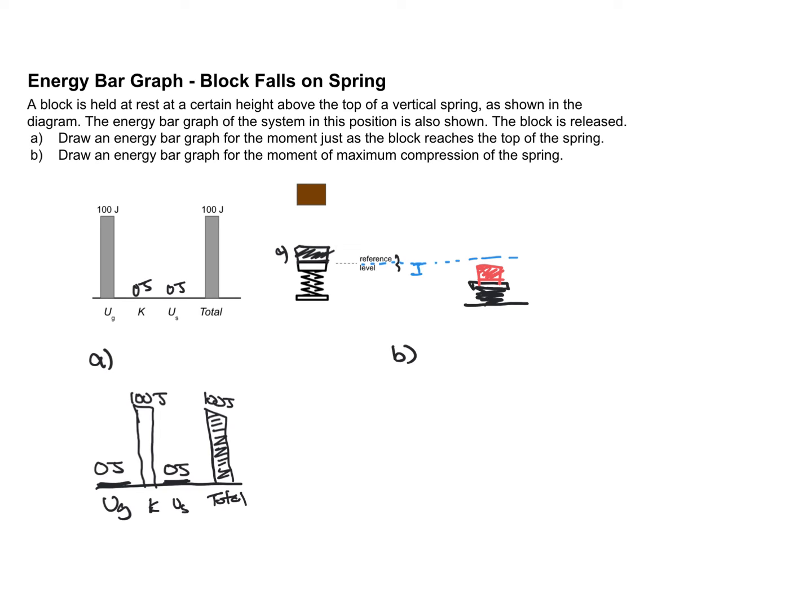Further, they say it has been squished to maximum compression. Maximum compression. That means it's squished as much as it's going to squish. It's not going to go any lower than that. At that specific point, one thing to understand is that the block comes to a rest at that exact point. It's just for an instant because the spring's going to push it back up very shortly after. So this is just for an instant. But this is the instant we are drawing our bar graph for.